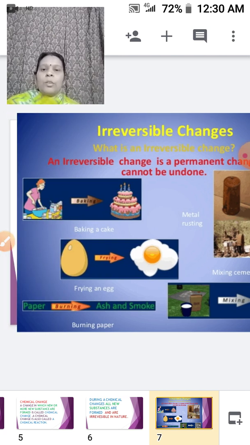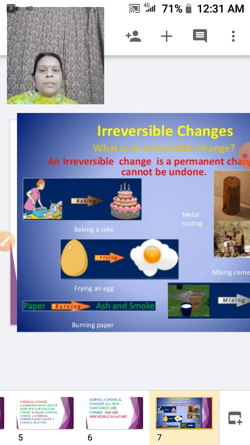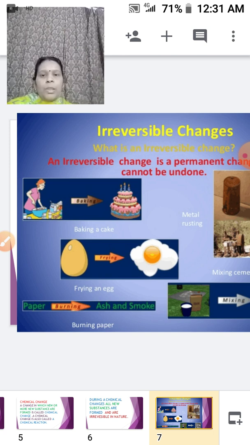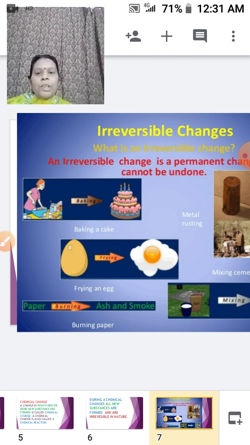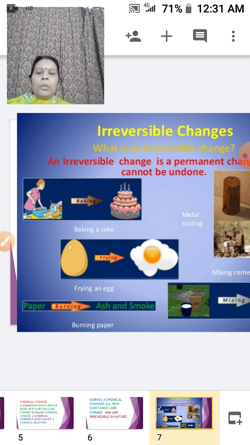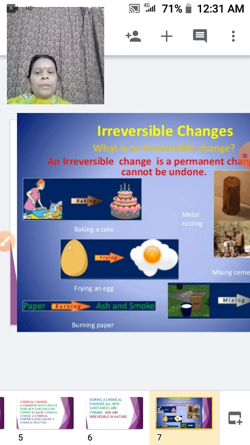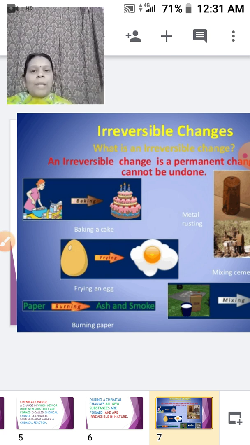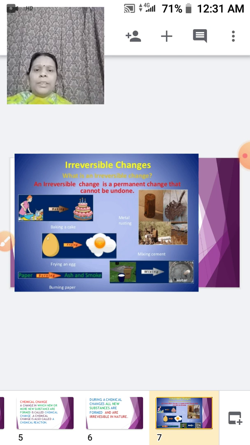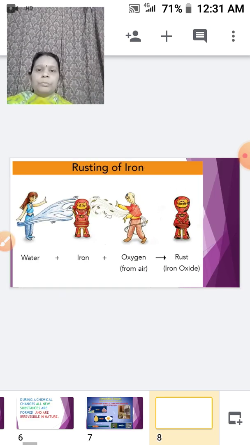That is baking of your cake. Once the cake is baked, we cannot get the raw material back. Then frying of your egg. Once the egg is fried, we cannot get the same egg back. Changing of, either, burning of the paper into ash. Once we get the ash out of the paper, that paper cannot be back again. So these are some of the irreversible changes.